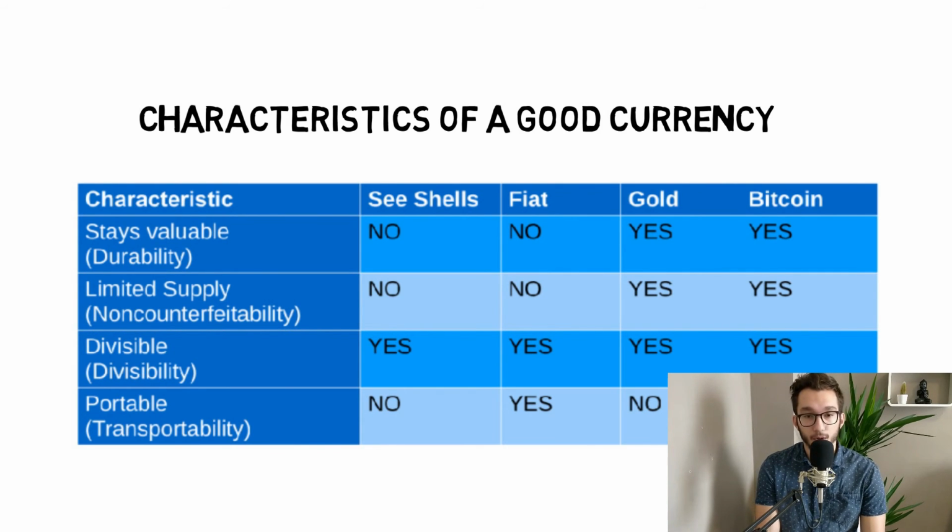Limited supply. There should not be unlimited supply for some cases like this fiat. Governments are printing money all the time. New money is generated every time. And this is also something that should be handled. Known counterfeitability and divisibility. This means also that you can split up the money.